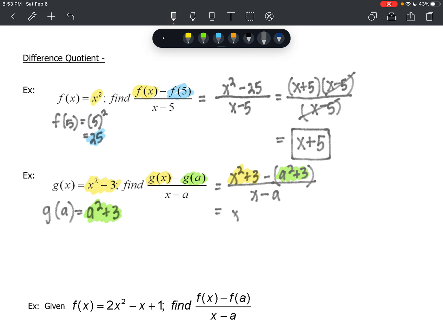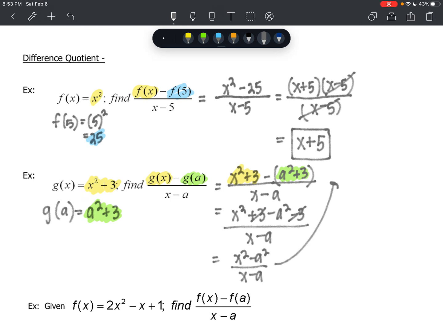So let's do some work here. x squared plus 3 minus a squared minus 3 all over x minus a. Well, plus 3 minus 3 cancels out, and we have x squared minus a squared over x minus a. Well, x squared minus a squared is factorable. It's (x plus a) times (x minus a), and that's over the binomial x minus a. The x minus a's cancel, and we're left with just x plus a, which is our answer.